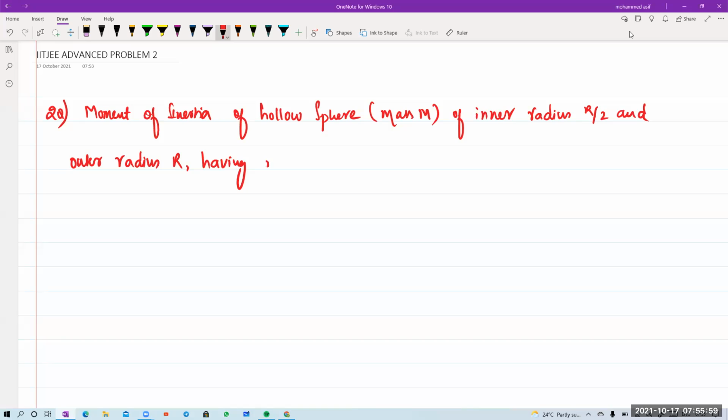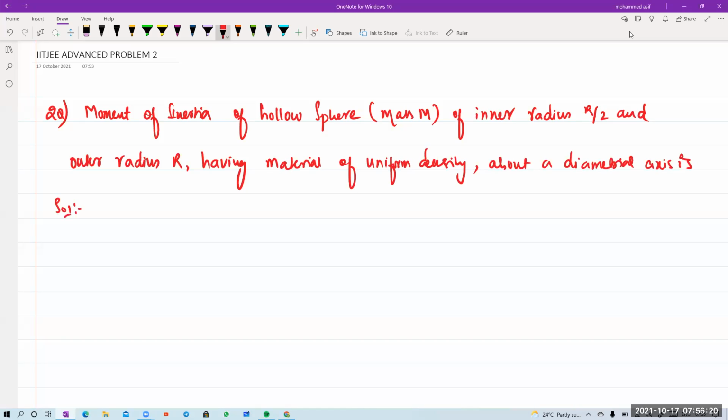having material of uniform density. Okay, the material which it is made up of is of uniform density, about a diametrical axis. Diametrical axis is, this is the question. I hope everyone is clear with the question. We have got the moment of inertia of a hollow sphere.